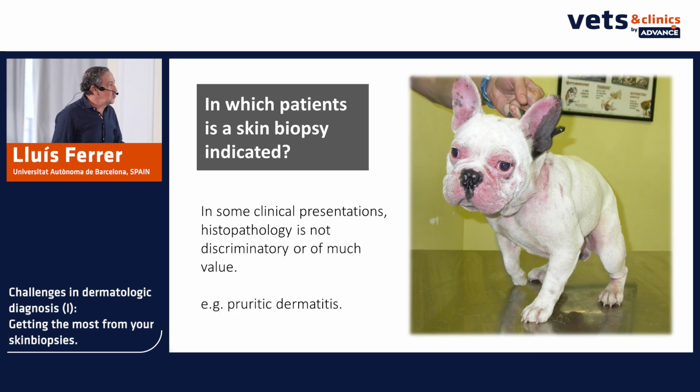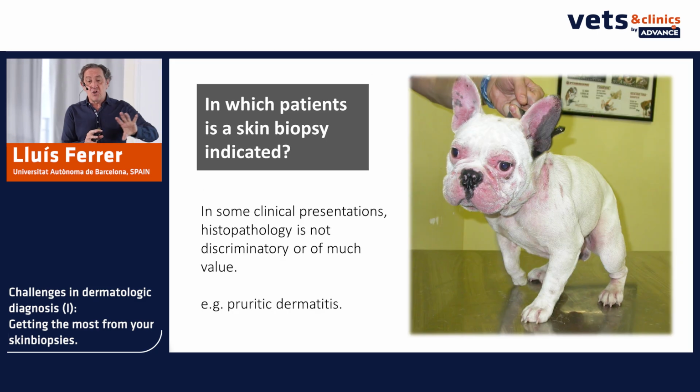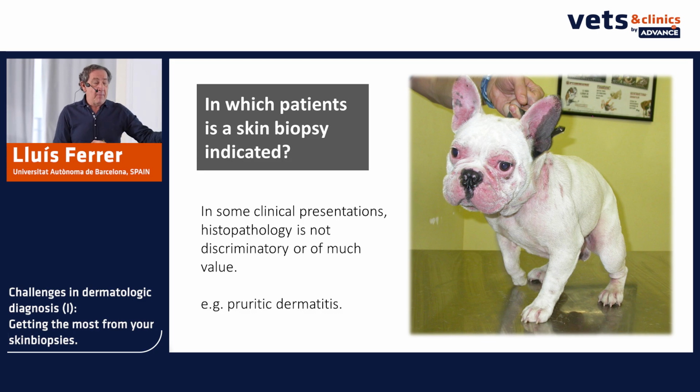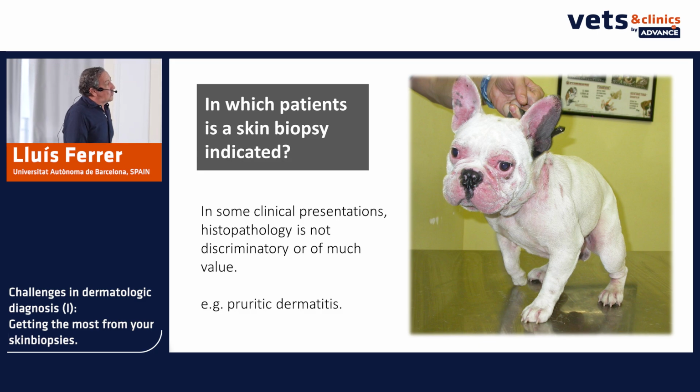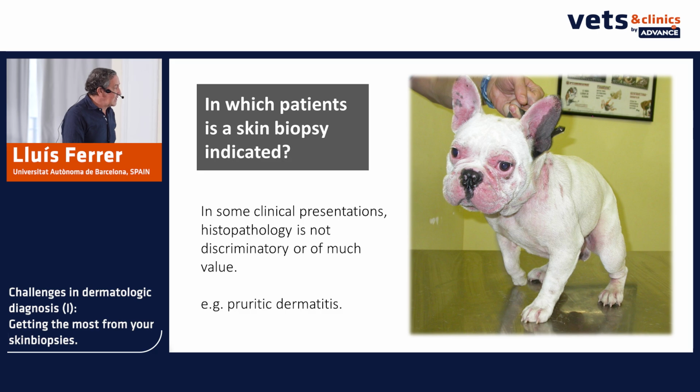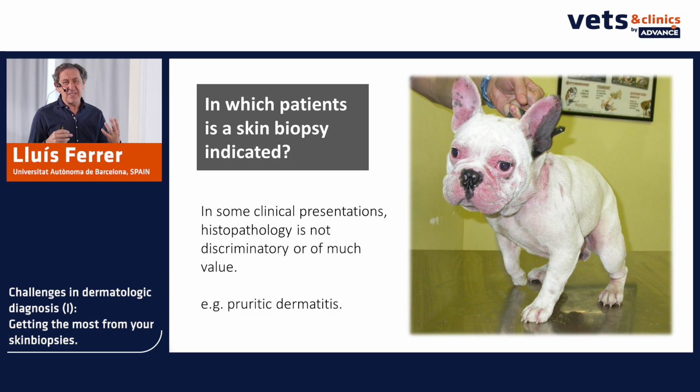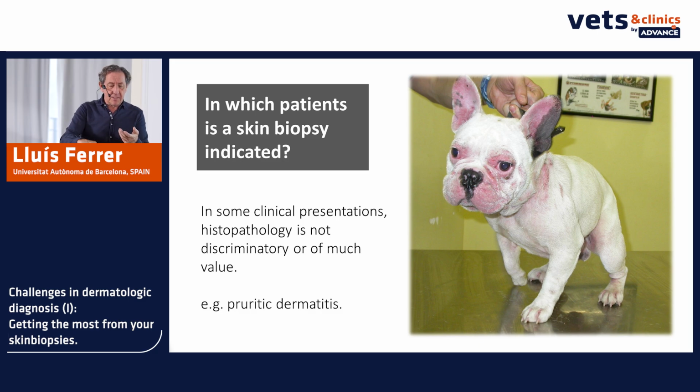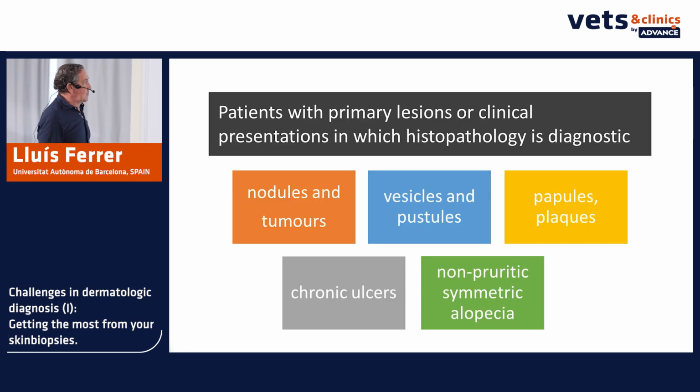So we are not going to use this when there is another technique that is less invasive, appropriate, or useful. Also, we know that in some clinical presentations, the biopsy is not discriminatory enough. For instance, in pruritic dermatitis, like this dog with atopic dermatitis, the biopsy is not very useful. It will only tell you we see a perivascular dermatitis, which can be any allergic condition: flea allergy, food allergy, atopic dermatitis, drug reaction, many more.